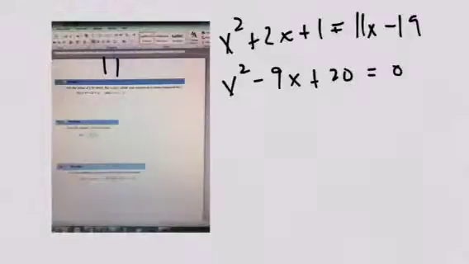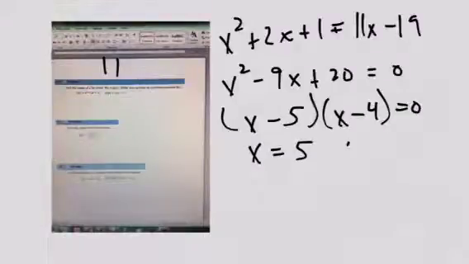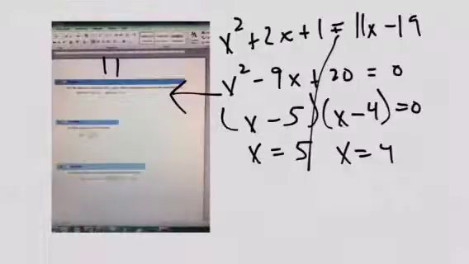So then I would have to solve this. So I'd have to look at all the values. I'd have to factor. And it should be an x minus 5 and an x minus 4. And that would give me an x equals 5 and an x equals 4 for my solutions for number 5.